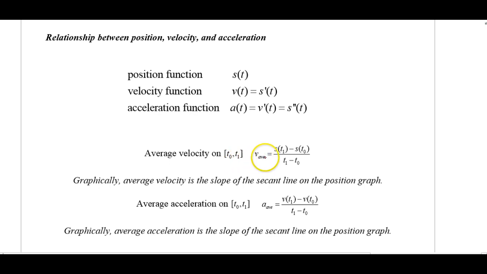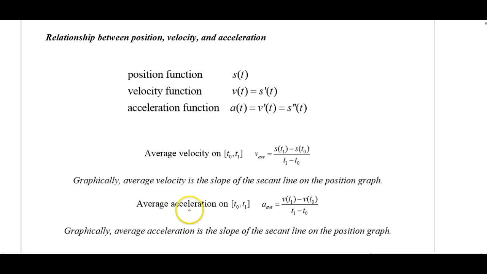So that would be represented by v average, which equals the change in position over the change in time. So to find average velocity, I want the change in the position over the change in time. Graphically, average velocity is the slope of the secant line on the position function graph.